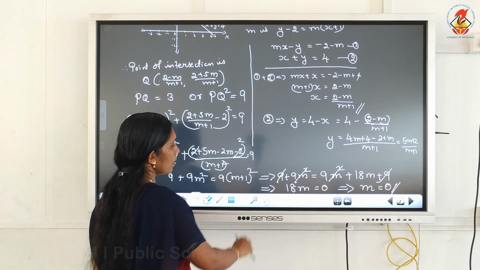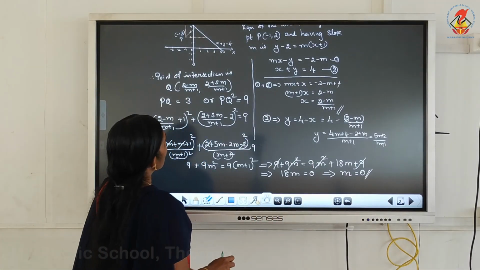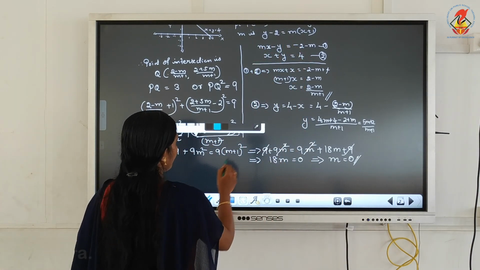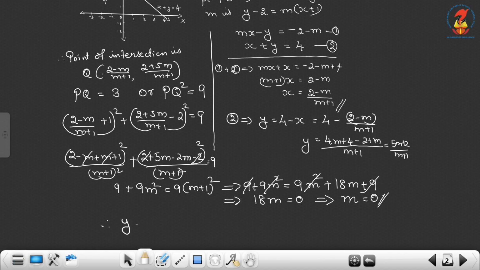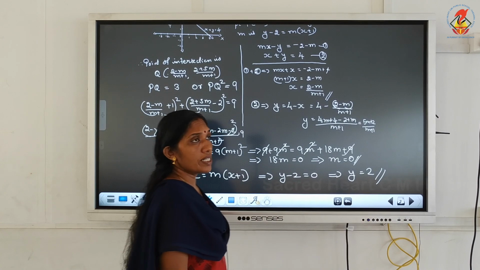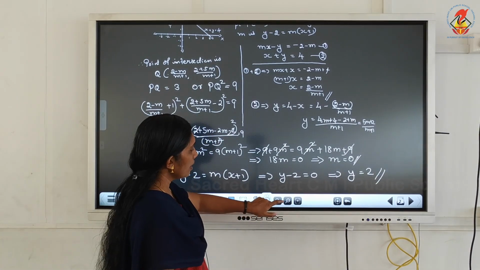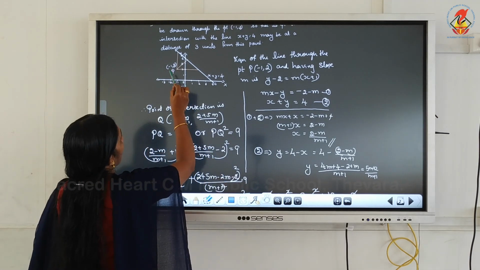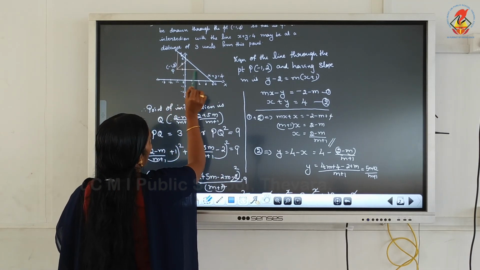Okay, m is 0 means slope is 0. So what is the equation of the line? y minus 2, that is the equation. Therefore, y minus 2 is equal to m into (x plus 1). That becomes y minus 2 is equal to 0, or y is equal to 2. What is y is equal to 2? y is equal to 2 is a straight line which is parallel to x axis.